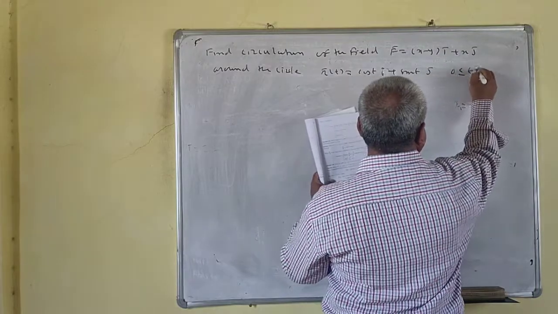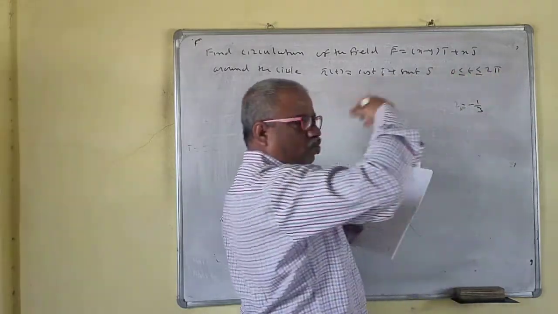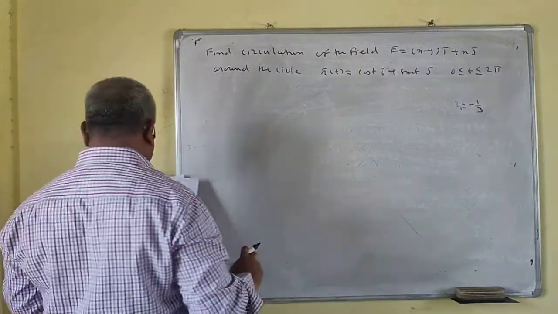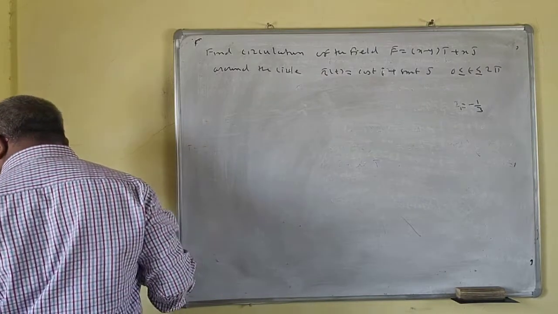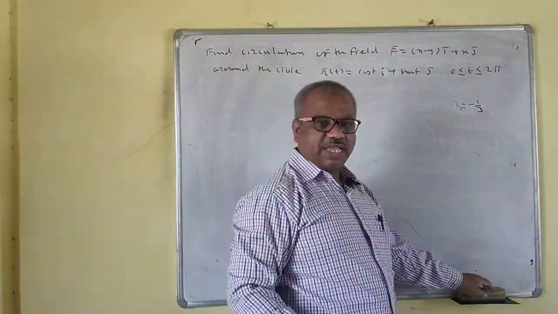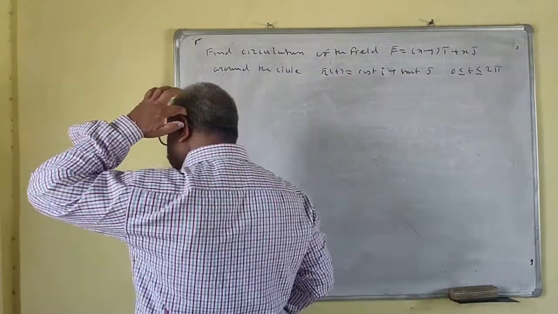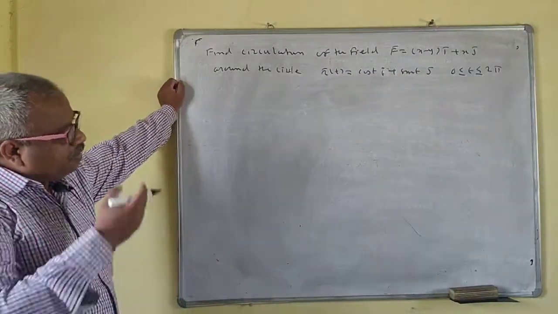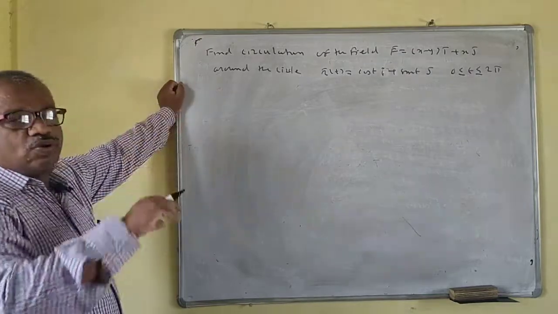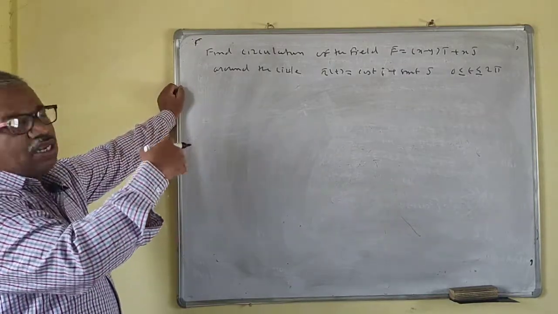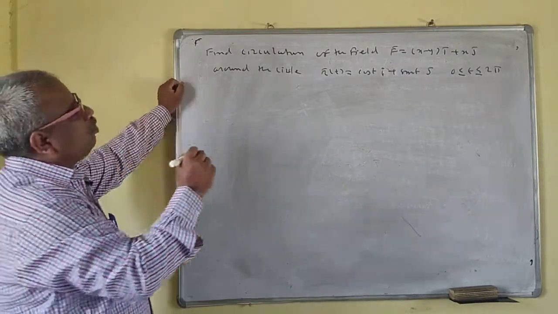So circulation means closed curve. Circulation means the closed curve. That means you have to do the same integration, that is f bar dot dr bar, but it should be along the closed curve. So it is along the closed curve. The limit of t is 0 to pi. So no problem for this one.